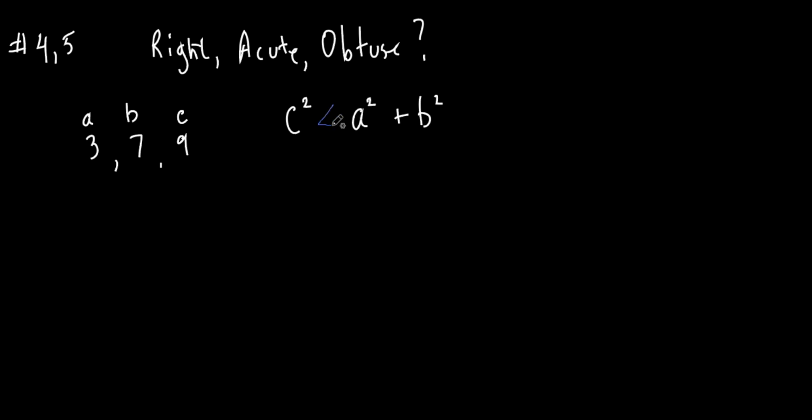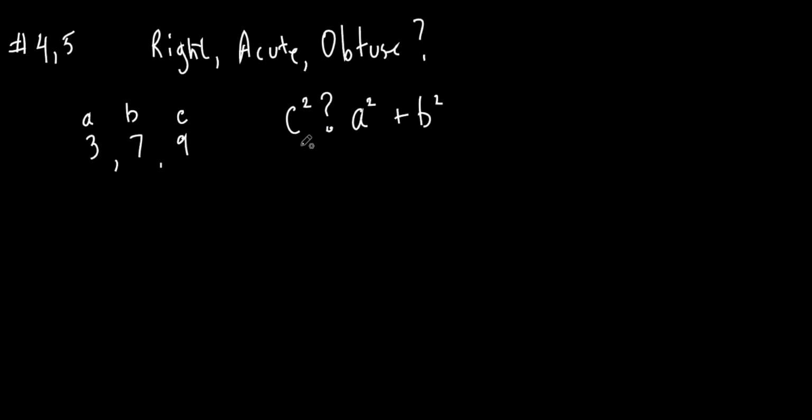If c squared was less than a squared plus b squared, then what kind of triangle is it? It's acute, that's right. Less than 90 is an acute angle. So less than, that would be an acute triangle. What if c squared was greater than a squared plus b squared? Then it would be obtuse. So you have to show me which one it is. I'm going to put a question mark because I don't know right now.